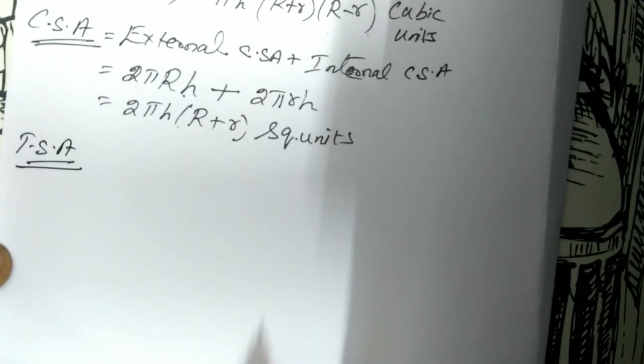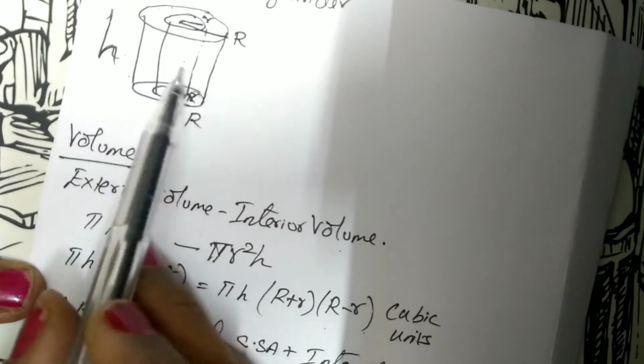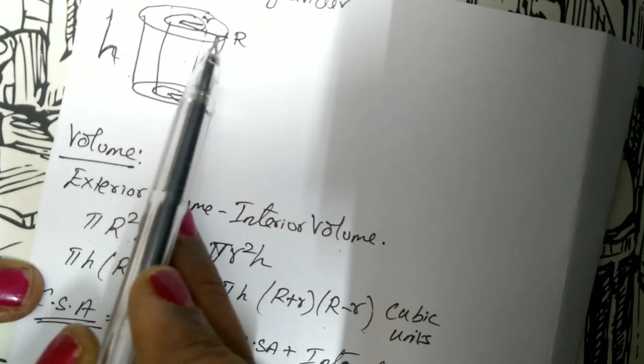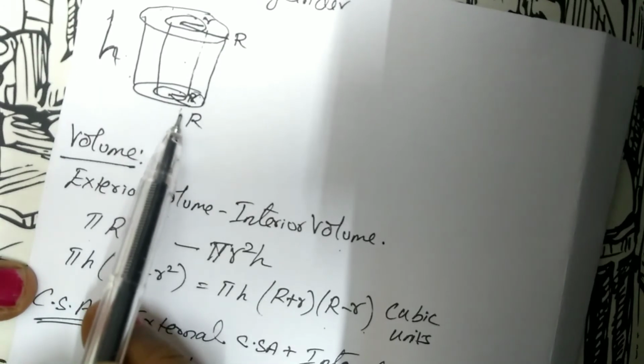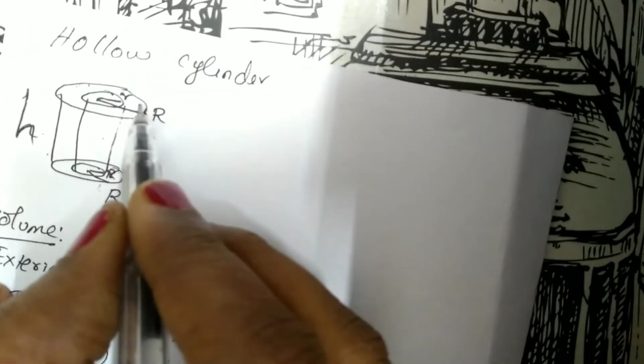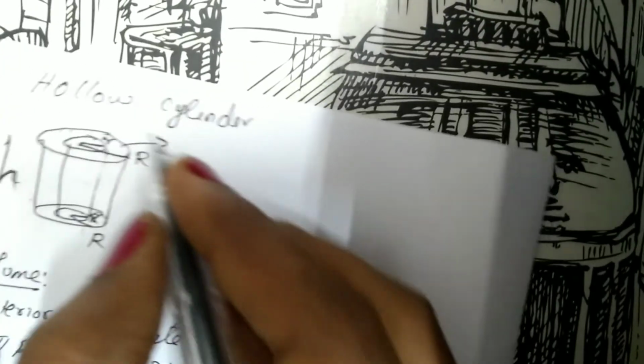What is total surface area? We have two curved surface areas plus the area of the base ring and the top ring. For this, I'll explain how you get the area of each ring.